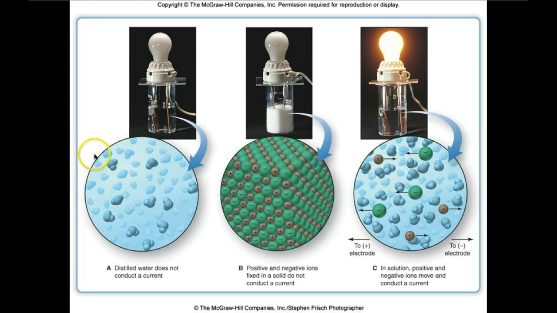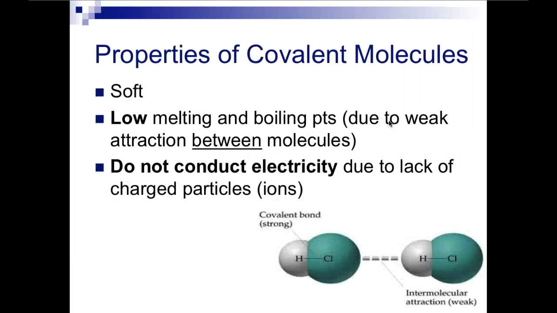So what will happen is if you take pure water, distilled water, and water that doesn't have anything else in it, and try and light a light bulb with it, it won't work. If you take solid sodium chloride, for example, and try and light a light bulb, it won't work. However, if you take sodium chloride in solution, you have these charges that are moving, and that will allow for electricity to move and current to flow, and that will allow for us to light a light bulb.